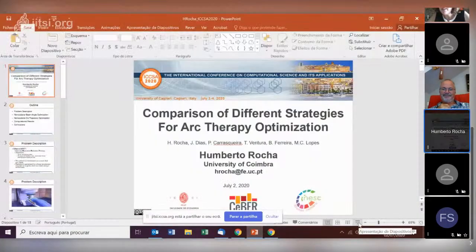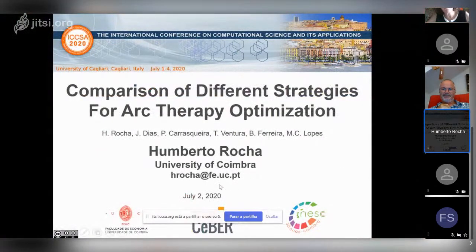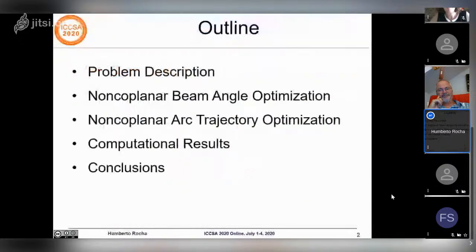He will talk about the comparison of different strategies for ARC therapy optimization. Thank you for the introduction. So I will try to keep within 10 minutes. In this work, we compare different strategies for ARC therapy optimization. The outline is the following. I will briefly describe the problem, then I'll describe the optimization strategies, and then I will present the results and the conclusions.